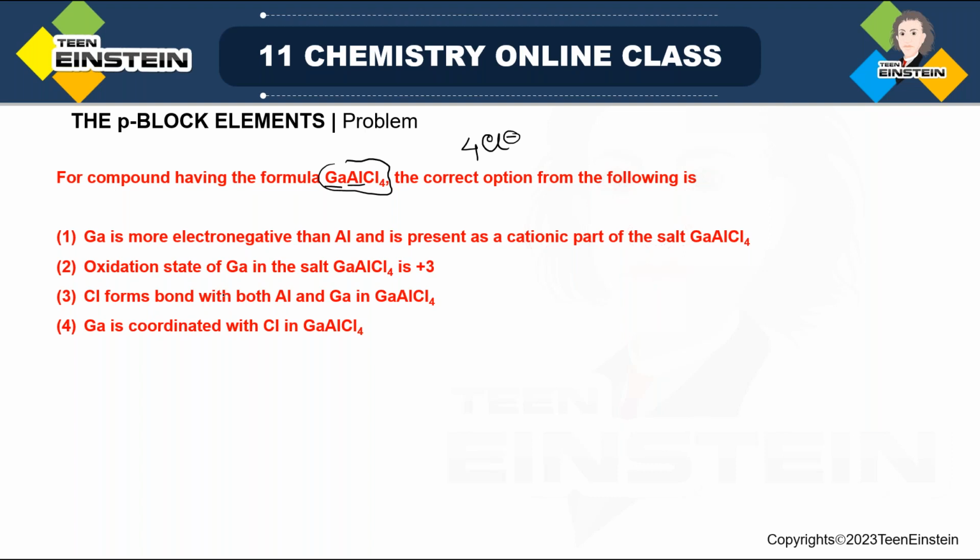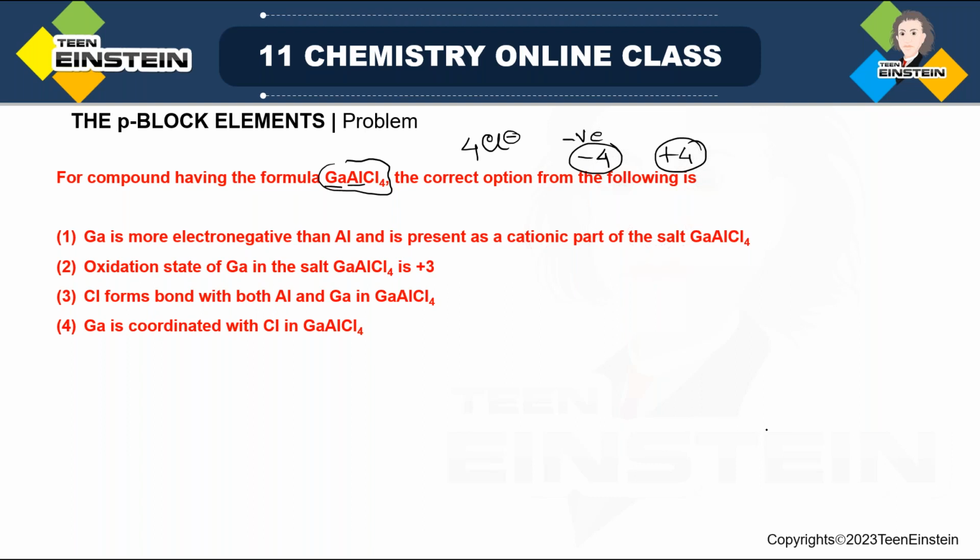Now the first one is saying that gallium is more electronegative than aluminium and is present as the cationic part of the salt. Now if it is a salt, then how should I write it? I should write it in this way. See, Cl minus, total 4 ions are present. That means total negative charge is basically minus 4. Now to balance this minus 4, we need plus 4 charge, right? Because overall the molecule is neutral.